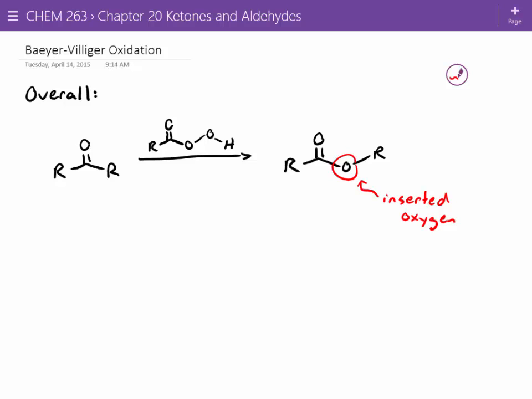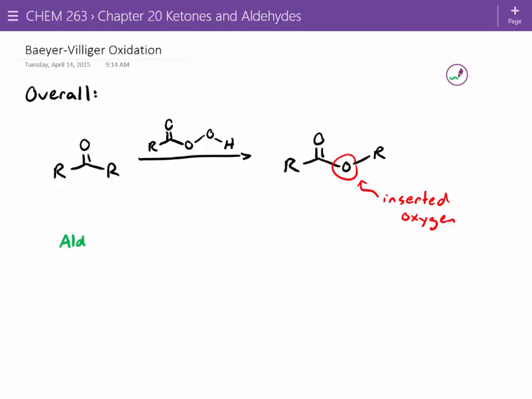So if you're starting with an aldehyde, meaning one of those R groups is a hydrogen, what sort of functional group can we make if we're inserting an oxygen? So let's imagine this R group on the right is a hydrogen and we insert an oxygen up in there. We can get a carboxylic acid this way. If it's a ketone and we insert an oxygen, what are we going to get? An ester. So it really depends on what your starting material is.